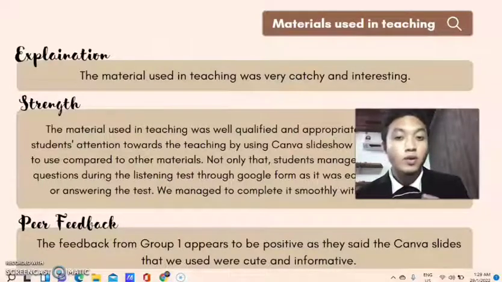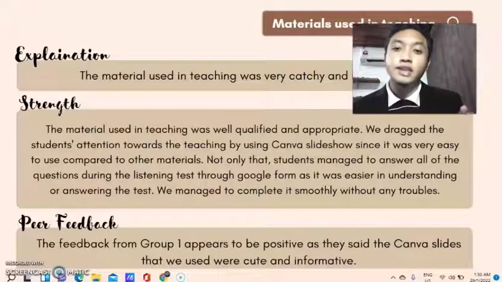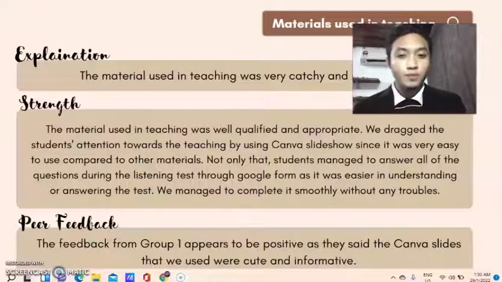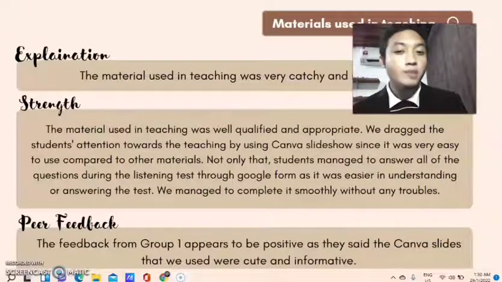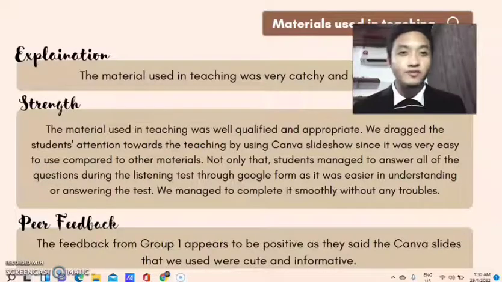This aspect focuses more on strength because the materials that were used during this class were appropriate and we managed to grab our students' attention by using our Canva slideshows. We chose Canva because it is easier to use than other materials. We also managed to get our students to answer all of the questions during the listening test through our own Google form. We also managed to complete this session smoothly without any disturbance. Also, for our peer feedback, the students we taught are from Group 1, and they stated that the Canva slides that we used were cute and informative.